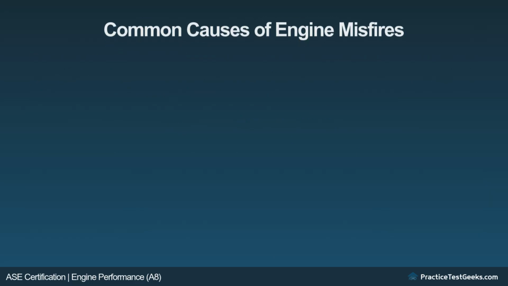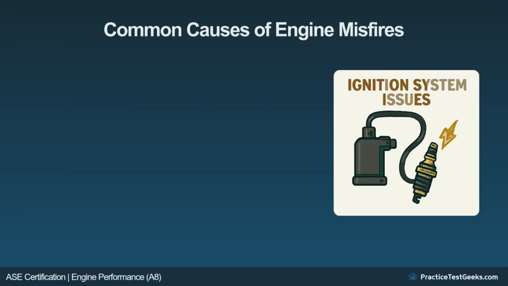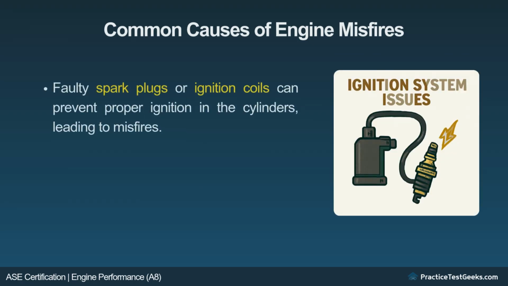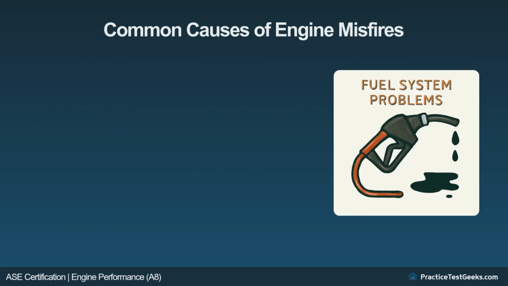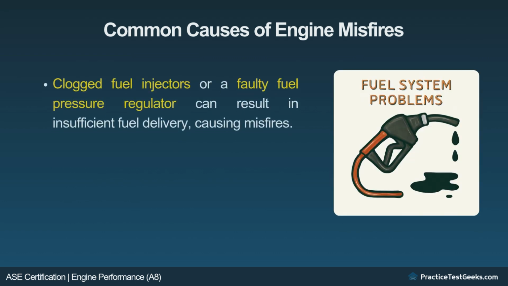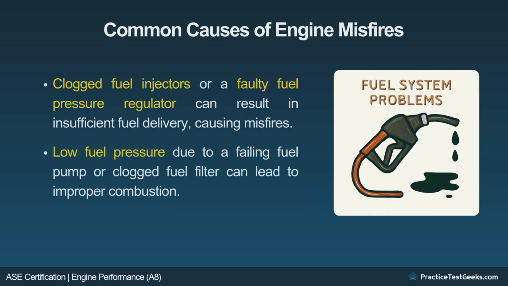Common causes of engine misfires. Ignition system issues. Faulty spark plugs or ignition coils can prevent proper ignition in the cylinders, leading to misfires. Worn-out spark plug wires or poor connections can also cause misfires by disrupting the ignition spark. Fuel system problems. Clogged fuel injectors or a faulty fuel pressure regulator can result in insufficient fuel delivery, causing misfires. Low fuel pressure due to a failing fuel pump or clogged fuel filter can lead to improper combustion.